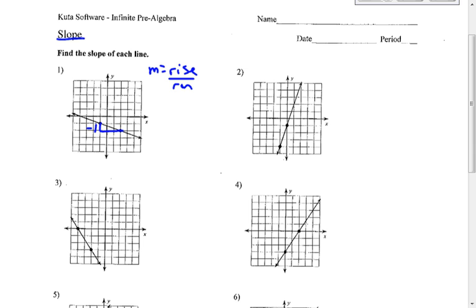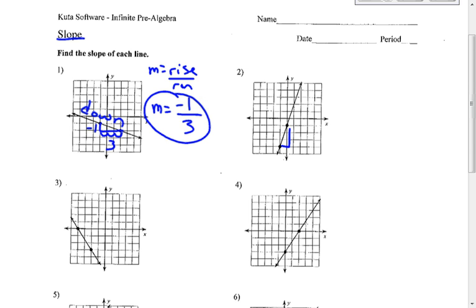1, 2, 3. So we're counting this way, 1, 2, 3. And that run is 3. So the rise is -1 and the run is 3. We have a negative slope because it goes down from left to right.